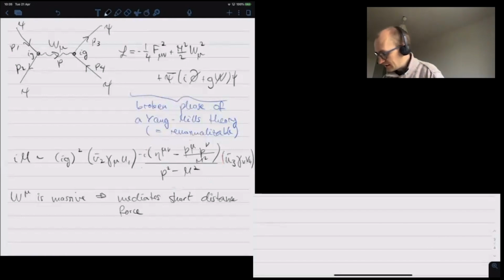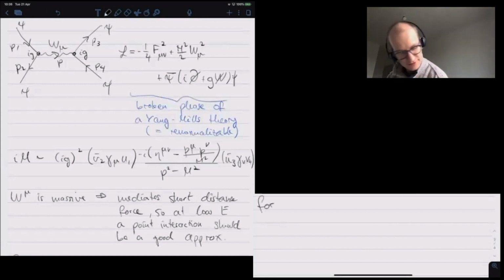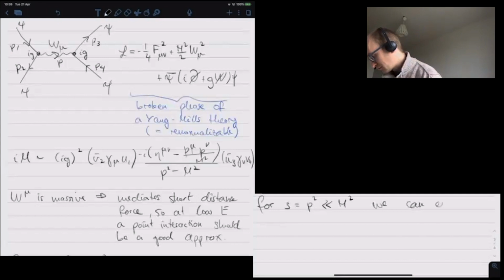And the point is that it mediates a short distance force. So at low energies, a point interaction should be a good approximation. So in fact, let's expand. For S, which is p squared, much less than this mass scale m squared, we can just expand. We consider now m to be a large parameter, so 1 over m squared is a small parameter, and we just expand this in powers of 1 over m squared.